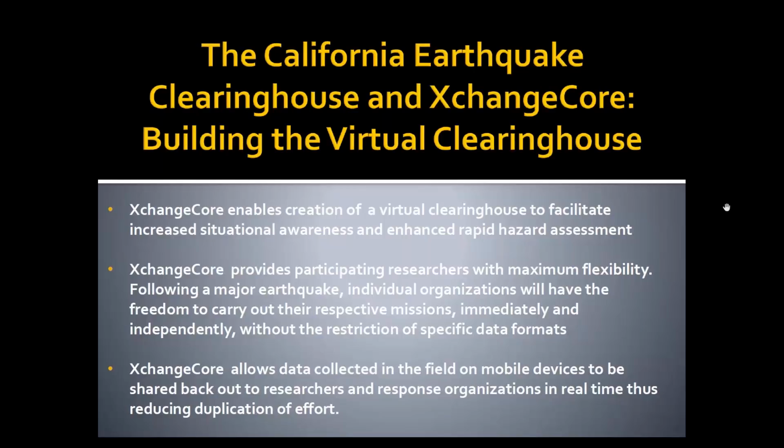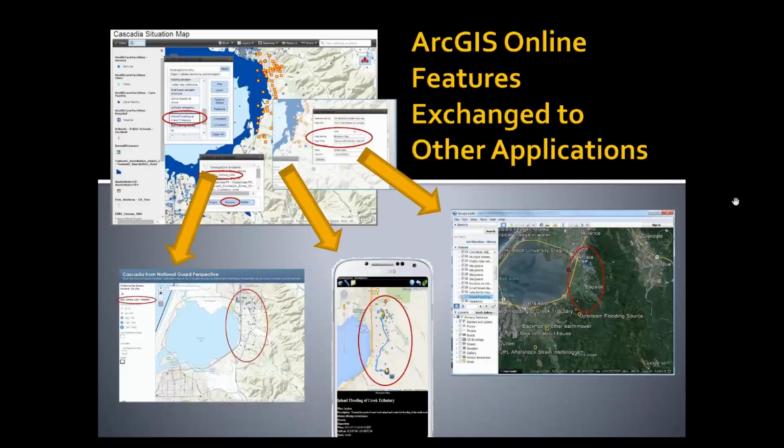It's been a way of sharing data in standardized formats among all these different organizations without dictating to any organization to use a specific end-user software application. So the National Earthquake Hazards Reduction Program, NEHRP, which is part of FEMA, in 2015 and we just found out in 2016, the Clearinghouse was able to secure some funding, and that's coming to us through our partners at the Earthquake Engineering Research Institute. And we're using the funding to expand and improve the Clearinghouse XchangeCore.